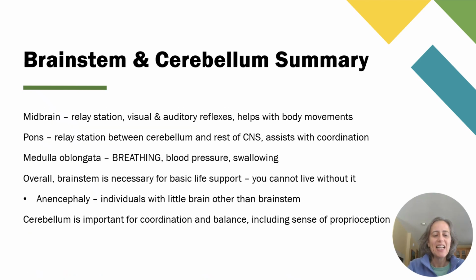Okay. So in summary, the brainstem has 3 parts. The midbrain does a lot of relay tracks, but also has visual and auditory reflexes and contributes to body movements. The pons is the main relay station between the cerebellum and everything else. So it's really important with coordination of body movements. The medulla oblongata, my favorite part of the brain, because it keeps me breathing. It also regulates blood pressure, swallowing, and other life support functions.